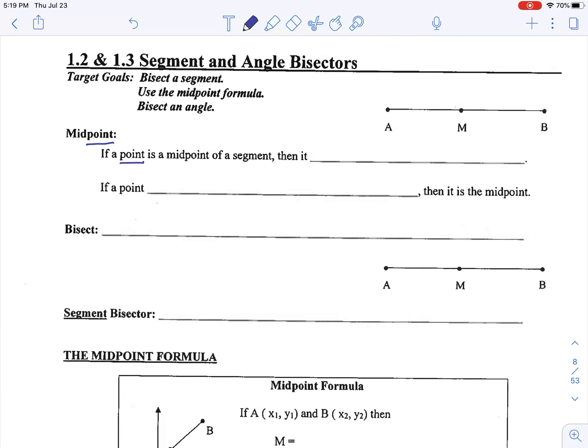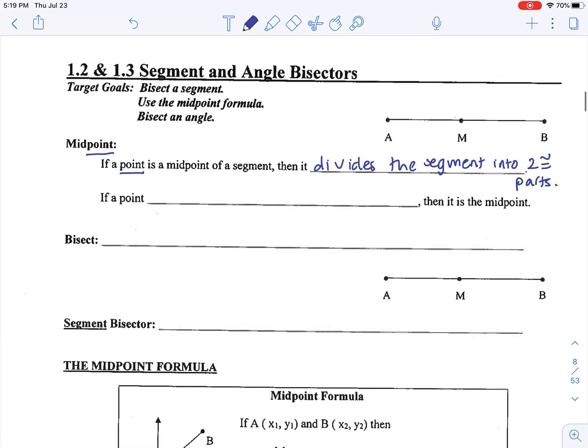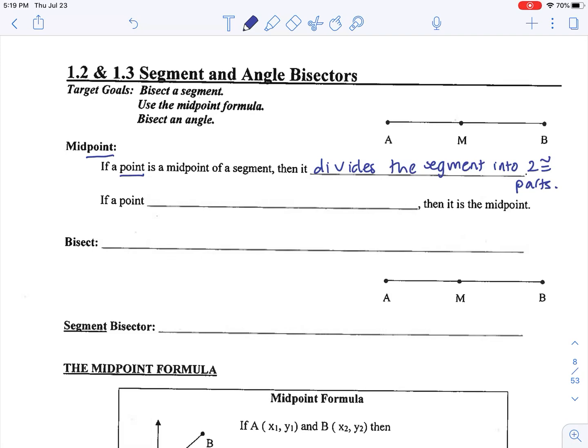So if a point is a midpoint of a segment, then it divides the segment into two congruent parts. So in the above figure, you have segment AB, and M is the midpoint. It's a point in the middle. And it divides segment AB such that AM is congruent to MB.